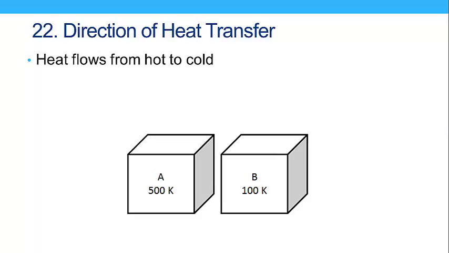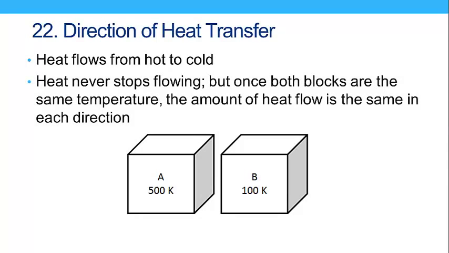Question 22 asks us which way heat is going to transfer between these two blocks. So heat always transfers from hot to cold. Heat is never going to stop flowing, but eventually both blocks are at the same temperature. So the amount of heat flow is the same in each direction. Initially, block A is much hotter than block B, so heat is going to flow from A to B. Once they're both at the same temperature, heat will flow back and forth between the two of them equally in each direction.